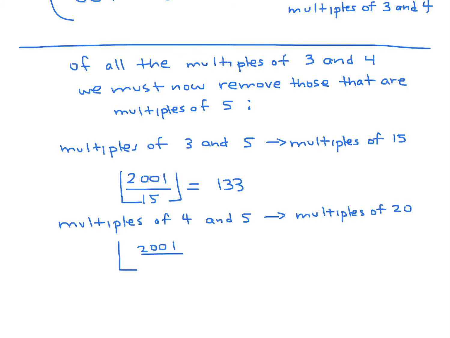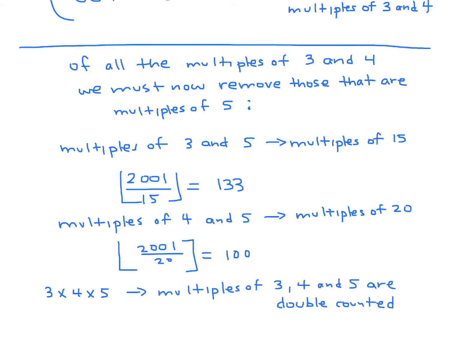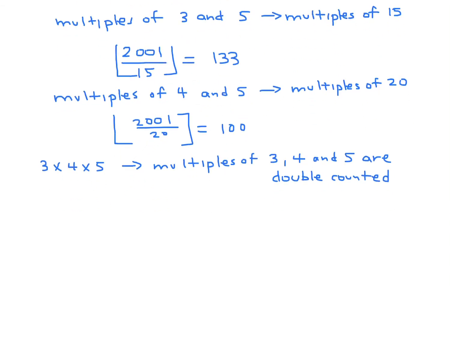Of all the ones from 1 to 2001, you get rid of the ones that are multiples of 20, and this is about 100. So now, very similarly, like we did earlier, we have to get rid of doubles because we've overcounted some of these. Which ones have we overcounted? The ones that are multiples of 3, 4, and 5. So if you have a number that's a multiple of 3 and a multiple of 4 and a multiple of 5, that has been overcounted. So that essentially means multiples of 3 times 4 times 5, which is 60, have been counted twice. So we've got to get rid of those.